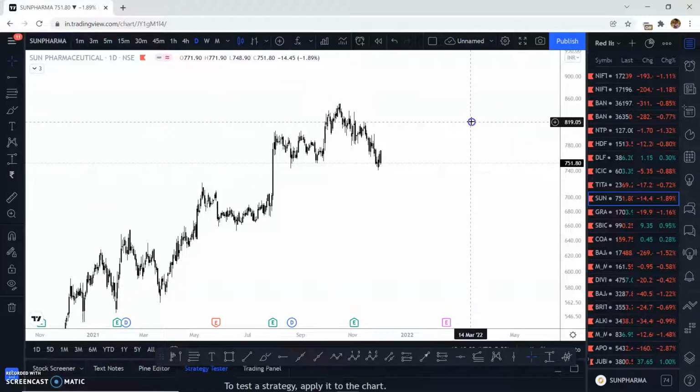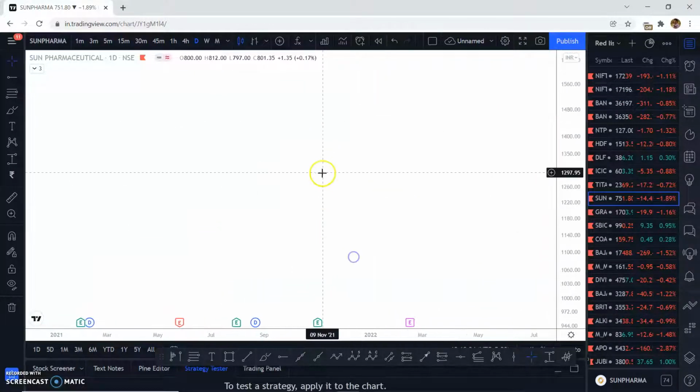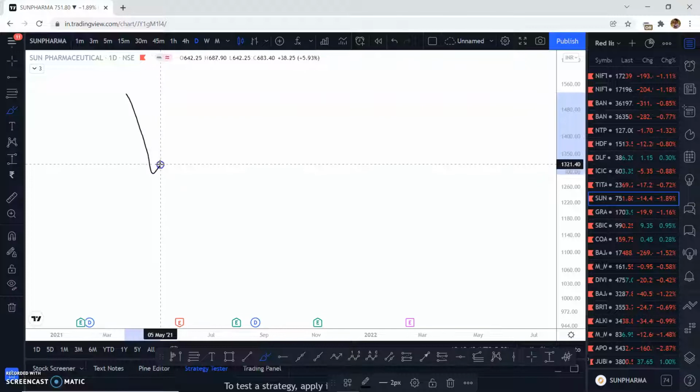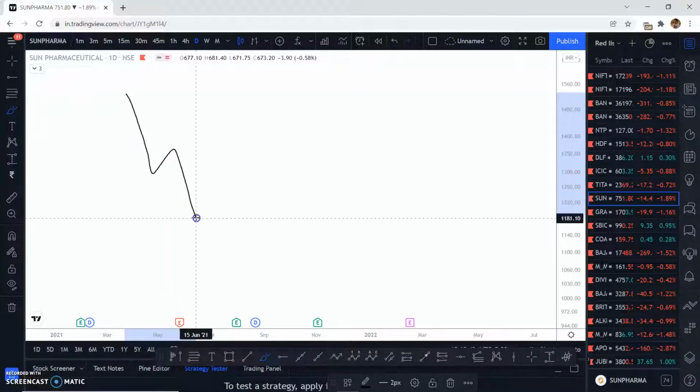All right, so let's jump to it. So first of all, let's try to understand what is change of character. So let's say the price falls down like this. Okay, the price falls down like this.